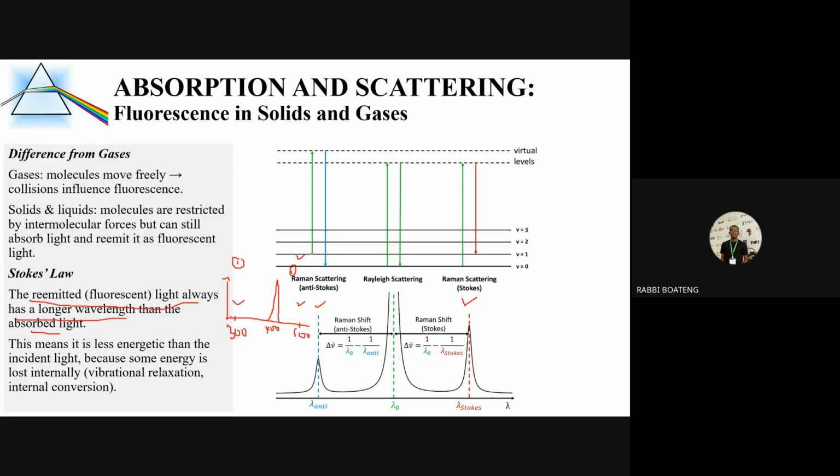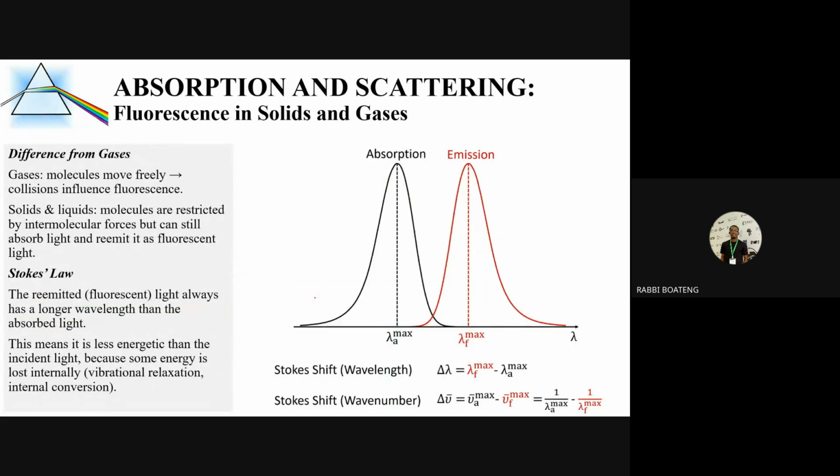But the anti-Stokes can happen in scattering. We excite at a particular wavelength, but this time around it will give us a shorter wavelength. So you can imagine giving a sample low energy and it gives you high energy. That is the anti-Stokes. Is that okay? Now let's go on.